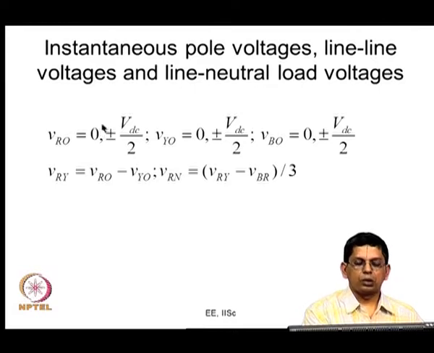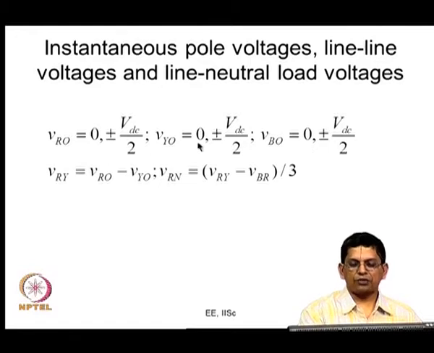When would it be 0? When the pole R is connected to O by the middle 2 switches being on, then VRO is equal to 0. The same way VYO can be 0 if the middle 2 switches in the Y phase leg are on. Again, if the middle 2 switches in the B phase are on and the extreme 2 are off, you get VBO is equal to 0.